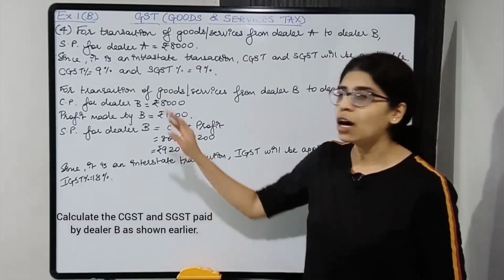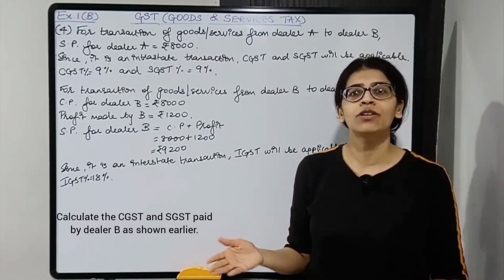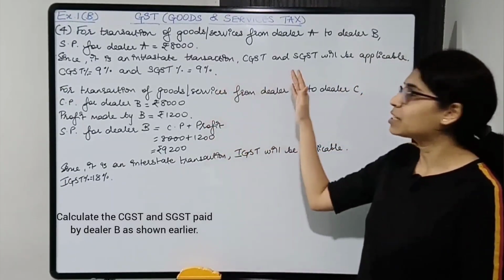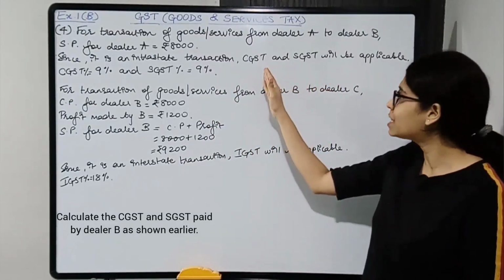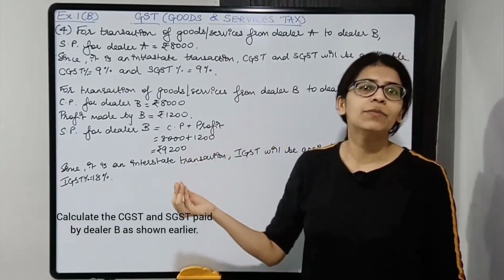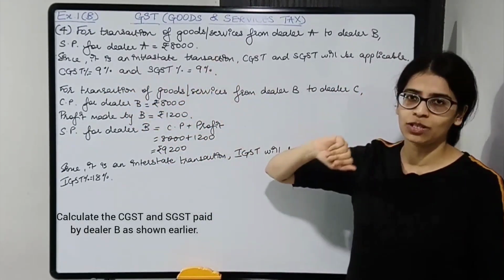So selling price for dealer A is 8,000 rupees. Okay. Now, which type of transaction it is? It is an intrastate transaction because it is within the same state, UP. Okay, so it will be an intrastate transaction. Which type of GST will be applicable? CGST and SGST. Okay, so total GST is 18%, split it into two equal parts. 9% is CGST, 9% is SGST.